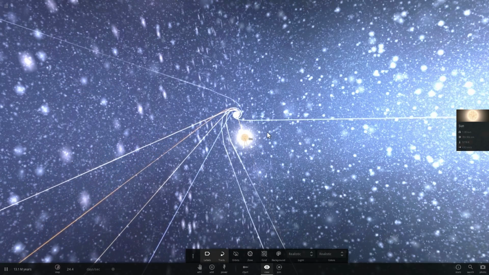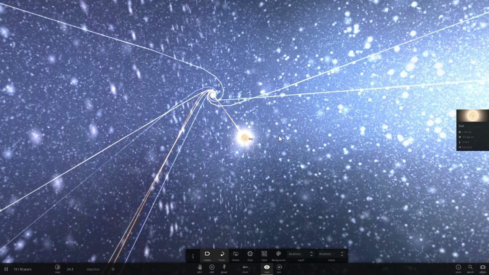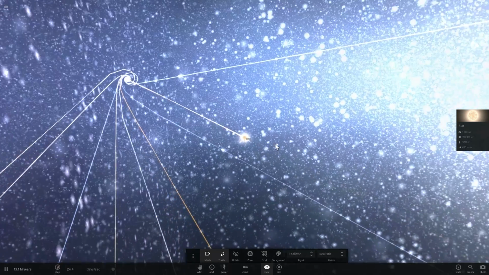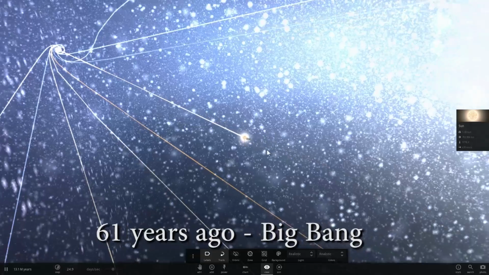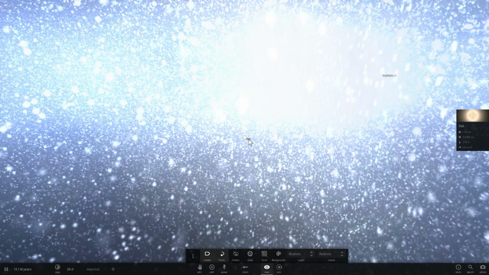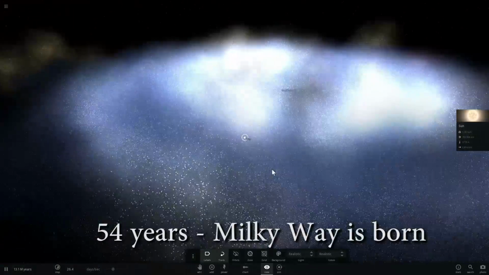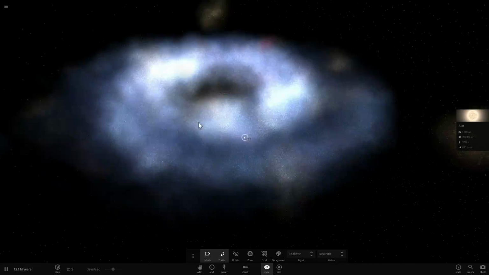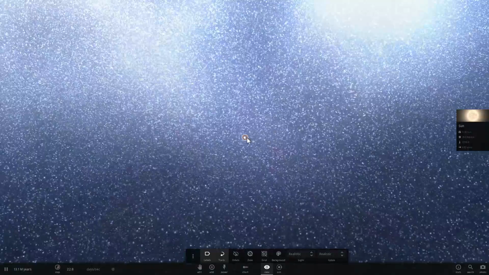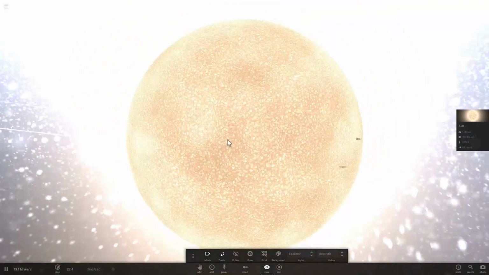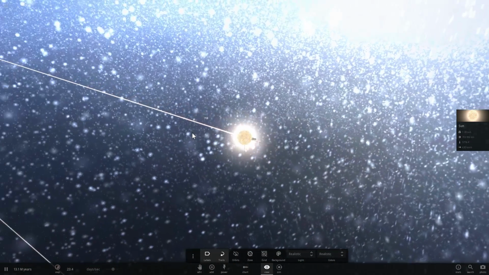Now let's use this galactic year to talk about some other important dates. We're gonna start with the Big Bang, and this was 61 galactic years ago. Our galaxy, the Milky Way, was born or was created approximately 54 galactic years ago. So all of this was made about 54 galactic years ago. The Sun was created after a supernova about 18.4 galactic years ago. Then about 15 years ago, life began on our planet.